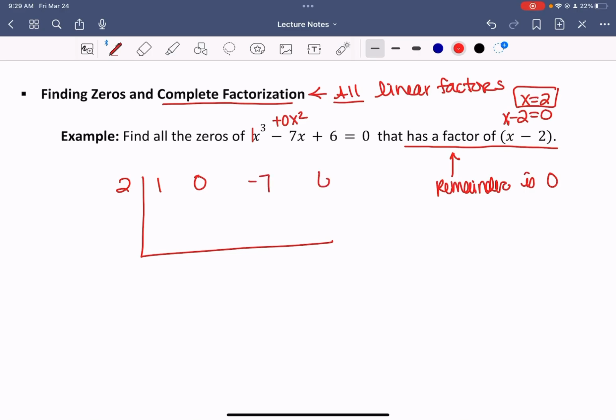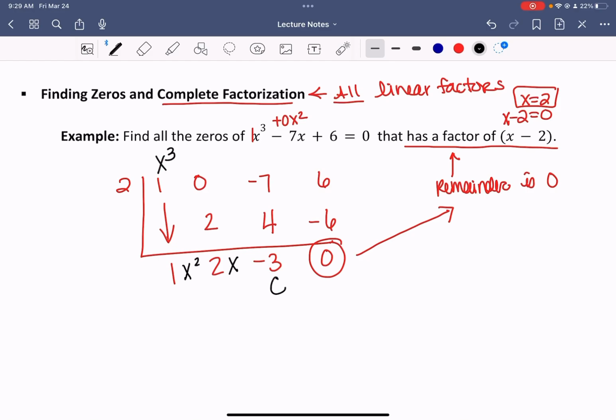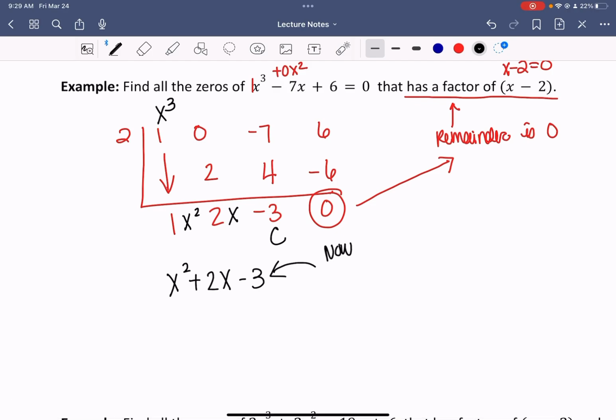Negative 7 and 6. I'm going to work through my synthetic, so I'll bring the 1 down, multiply, add, multiply, add, multiply, add. And again, because of that fact right there, that it was a factor, I better get 0 as a remainder. This originally was an x cubed, so now I have x squared, x, this is my constant. So if I take my result, x squared plus 2x minus 3, I can now, once I get it down to that quadratic form, now let's factor this into linear factors.